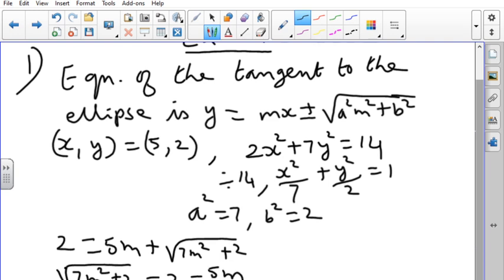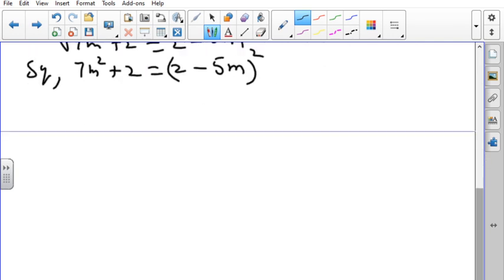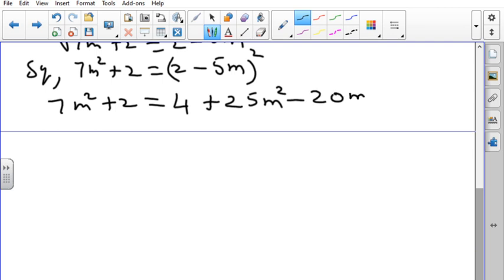So squaring both the sides, to remove the square root we square both the sides. So 7m square plus 2 is equal to 2 minus 5m the whole square. Now expand it using the identity: 4 plus 25m square minus 2ab. So 5 2s are 10, 10 2s are 20m. So now take everything to one side. So 25m square we are having on the right hand side, so the left hand side we will take to the right hand side.